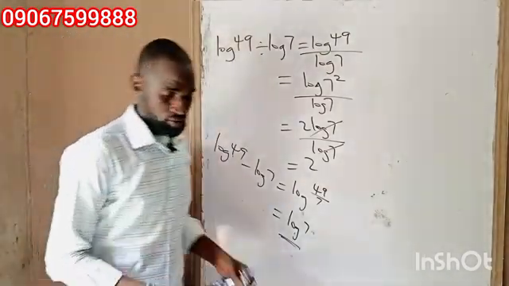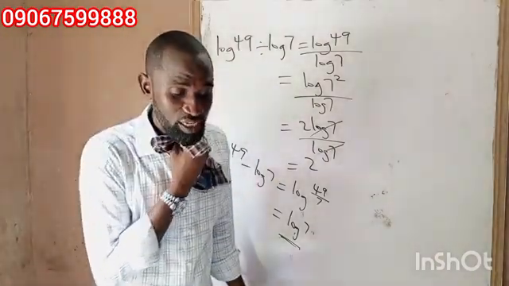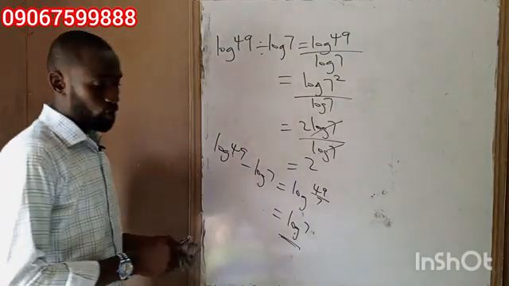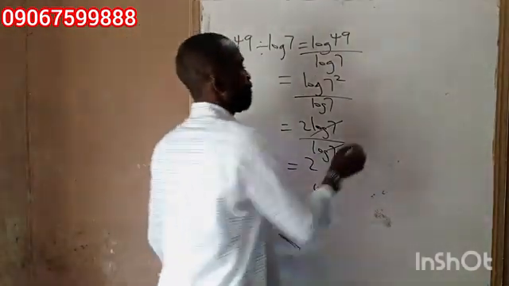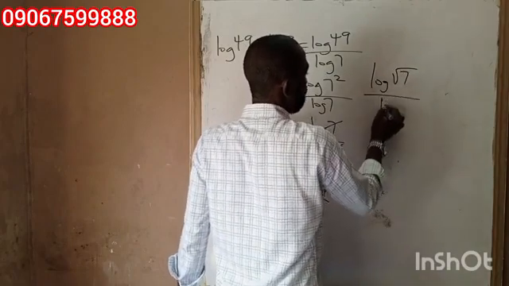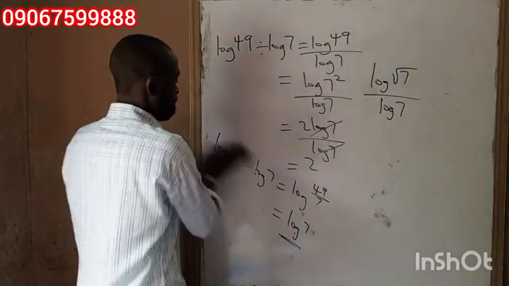Alright, so let's solve more questions. I think we are getting somewhere. Let's solve more questions. Okay, log of root 7 over log of 7. Now, class, look at this.